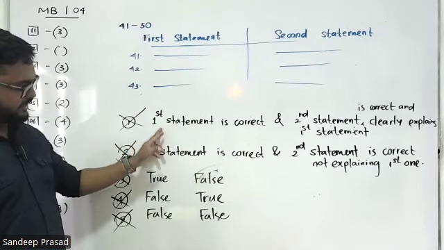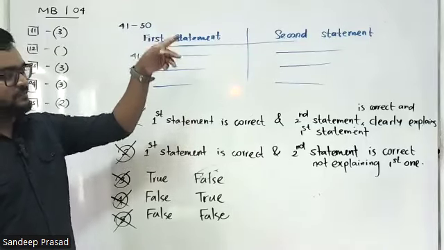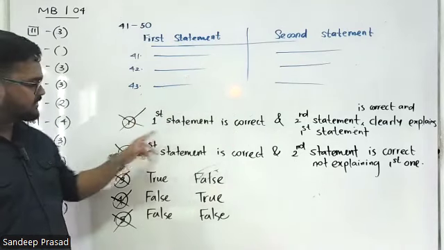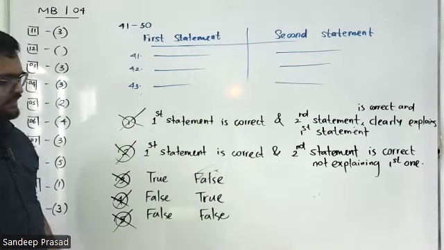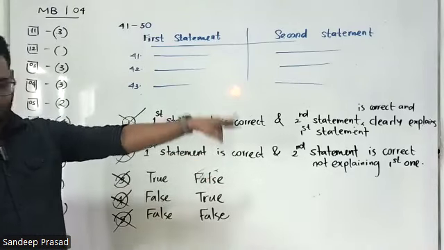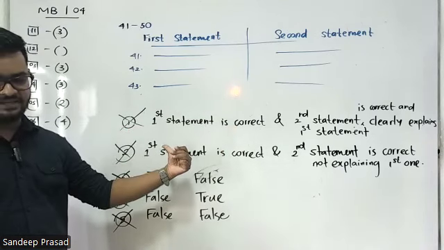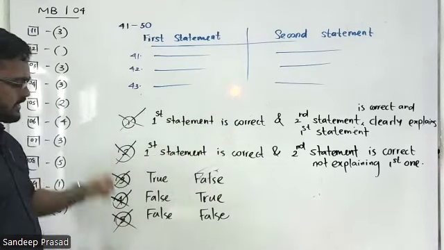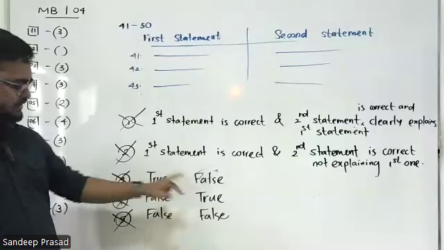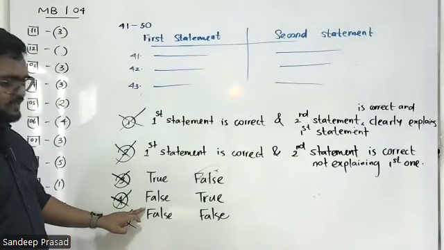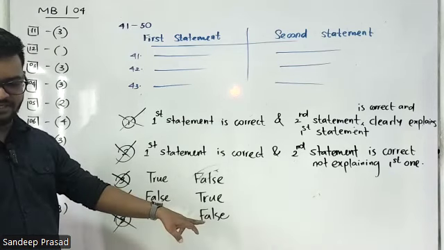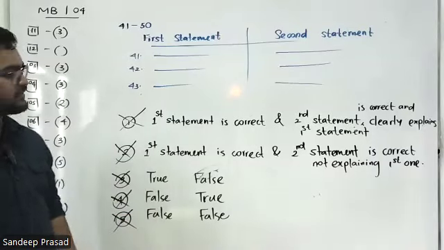They have given: first statement is correct, second statement is also correct, and the second statement is clearly explaining the first statement. Then the answer is number 1. Second option, first statement is correct, second statement is also correct, but the second statement is not clearly explaining the first one. Then the answer is number 2. First statement is correct, second statement is wrong, then the answer is number 3. First statement is wrong, second one is correct, answer number 4. If both the statements are wrong, the answer is number 5.